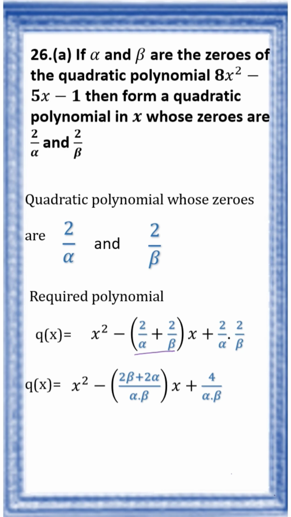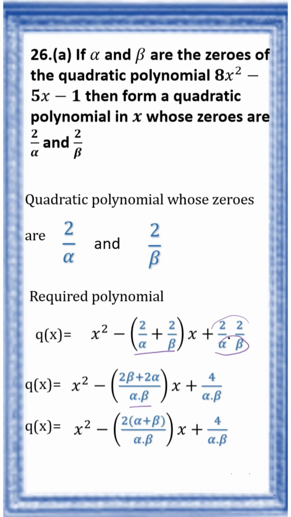How will you add? LCM is alpha into beta. In the numerator 2 beta plus 2 alpha x plus, here you have to multiply both denominator and numerator, 2 into 2 is 4 by alpha into beta. So q of x is equal to x square, here 2 is common, 2 into alpha plus beta by alpha into beta into x plus 4 by alpha into beta.